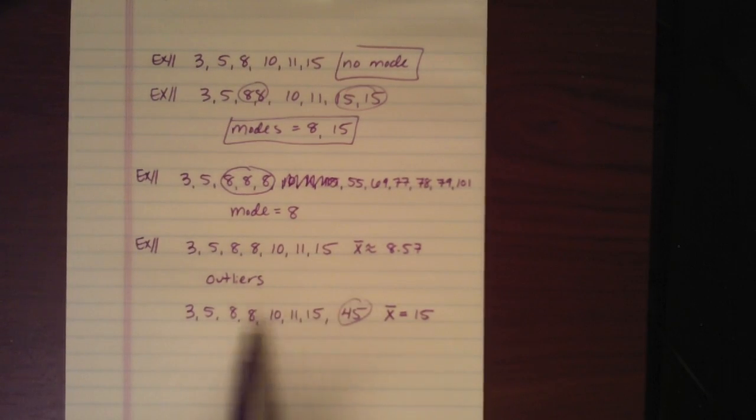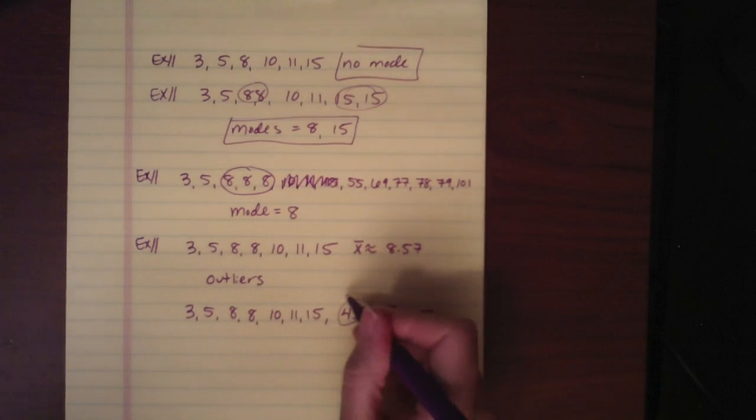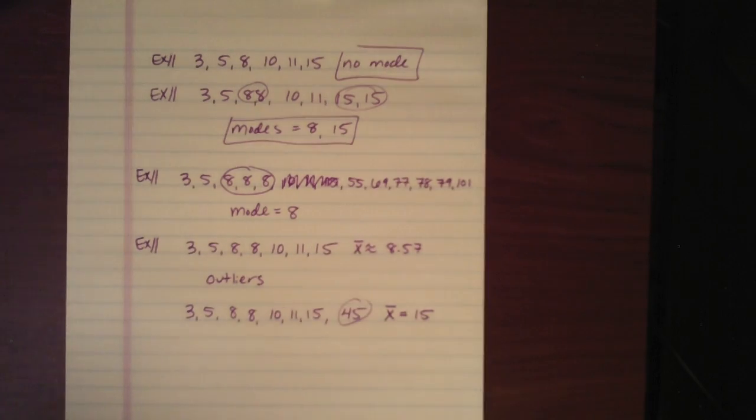But would you say that 15 is typical of that set of data? Well, probably not really. We only have 2 values at 15 or above. The bulk of the data is actually below that mean of 15. So just by having this outlier in there, it skews the mean. It pulls the mean toward the outlier.